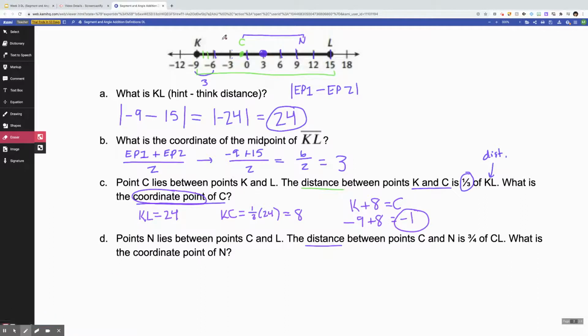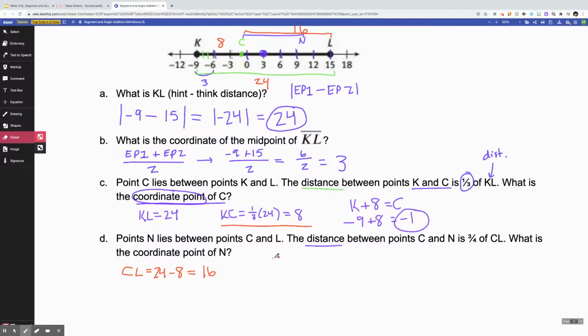If the distance between K and C is 8 and the whole distance is 24, then that means from C to L, I can just subtract those, right? 24 minus 8, and that'll give me the distance that I'm missing. So that distance is 16. So I know this distance here from C to L is 16. Okay? So now I'm going to do the same thing that I did up here.